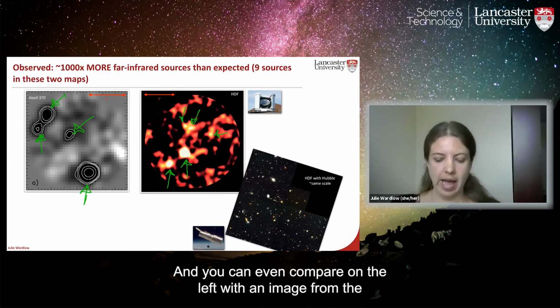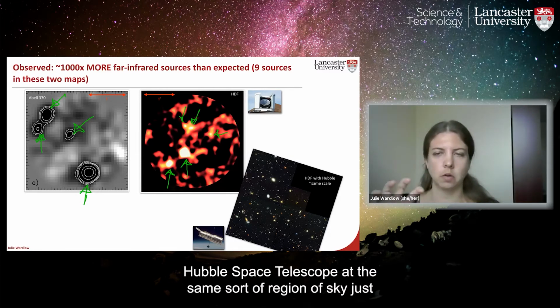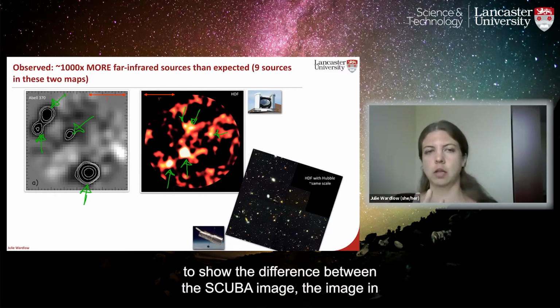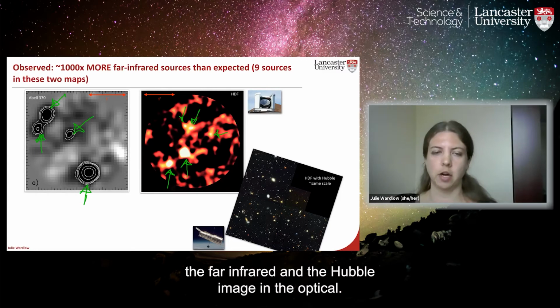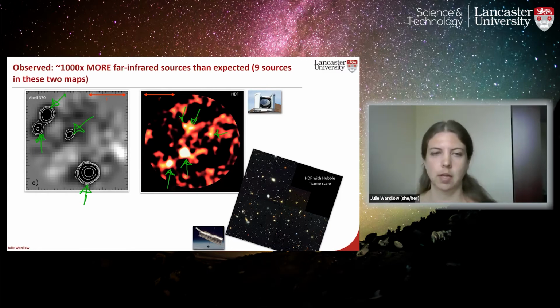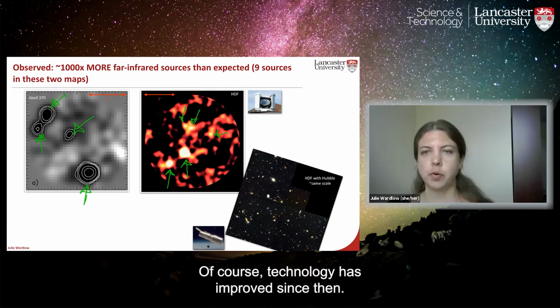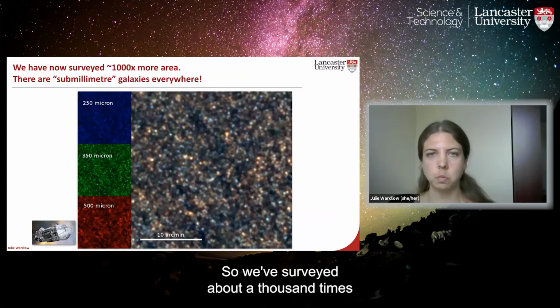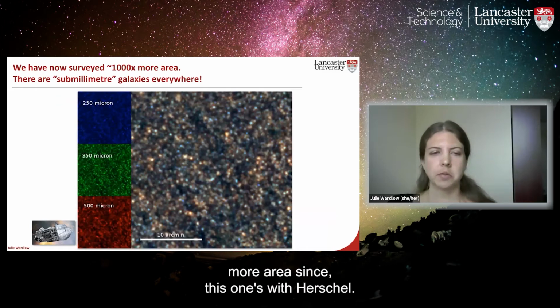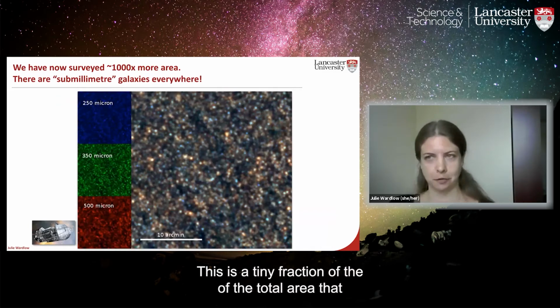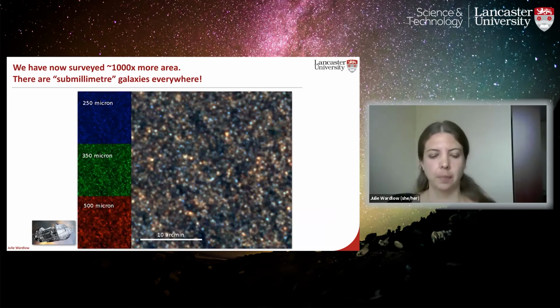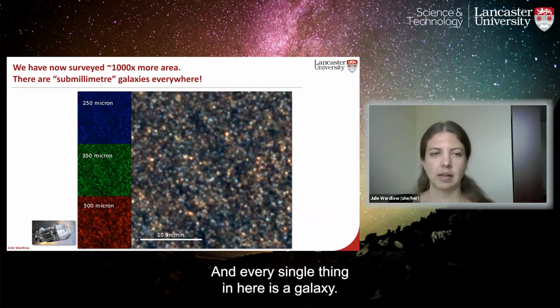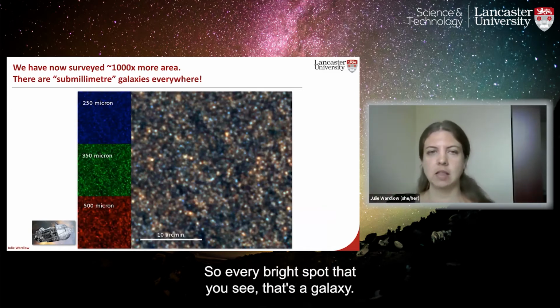And you can even compare on the left with an image from the Hubble Space Telescope of the same sort of region of sky, just to show the difference between the Scuba image in the far infrared and the Hubble image in the optical. Of course, technology has improved since then. So now we're talking about images like this. We've surveyed about 1,000 times more area since. This one's with Herschel. This is a tiny fraction of the total area that we have. And every single thing in here is a galaxy. So every bright spot that you see, that's a galaxy.